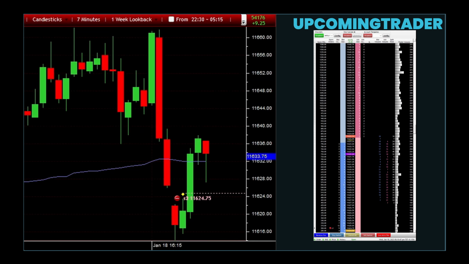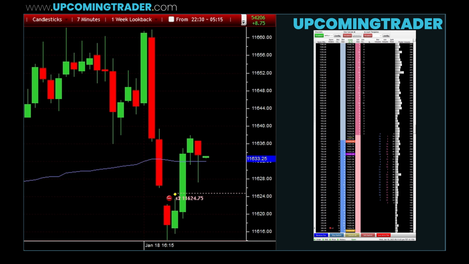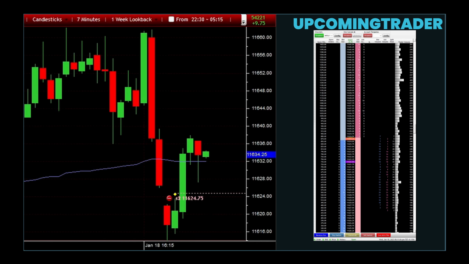Lastly, there is the P-shaped profile, and the B-shaped profile. The P-shaped profile often forms after a short squeeze or a rapid upward move, showing high volume at higher prices. This suggests that buyers are in control, and the market may continue to move higher unless there is significant selling pressure. The B-shaped profile, on the other hand, is often seen after a significant sell-off.